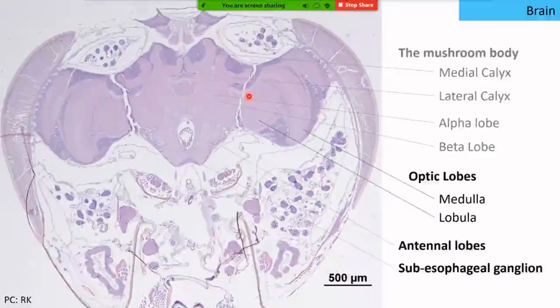Other parts of the brain, of course, include the optic lobes that are composed of the lobula as well as the medulla. There is also the subesophageal ganglion that is named so because it sits right under the esophagus, seen in this image as well. And these have quite well-developed antennal lobes because antennae are another sensory organ in honeybees that helps them communicate with the outside world as well.